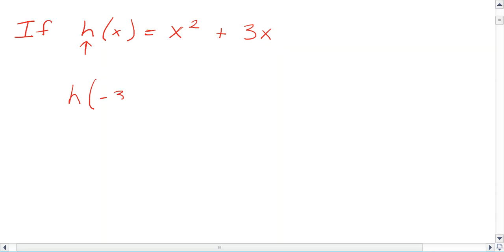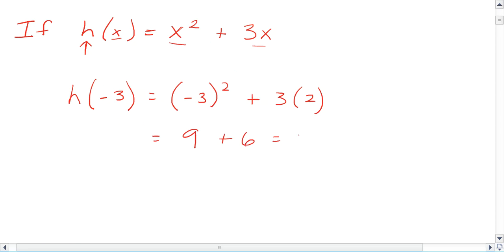We need to know how to find something like h of negative 3. Notice where the x was, we put a negative 3, and so that's what we do here. We put the negative 3 in where the x is, following the rules of the function. So squaring negative 3, I get 9, plus 6 is 15. So h of negative 3 is 15. And then you just do the adding or subtracting or whatever the directions tell you when you find the function notation and do the operation.